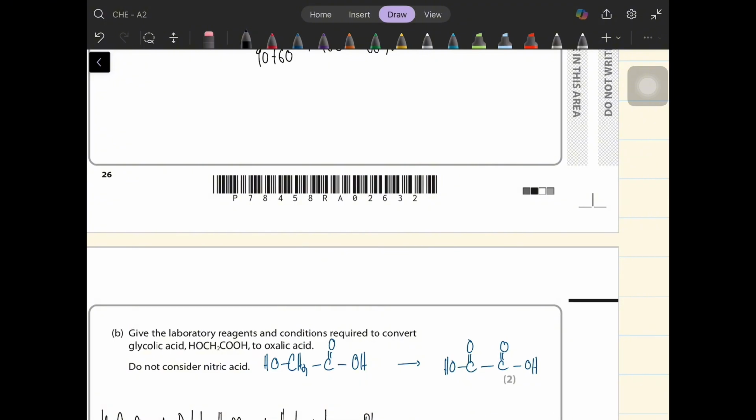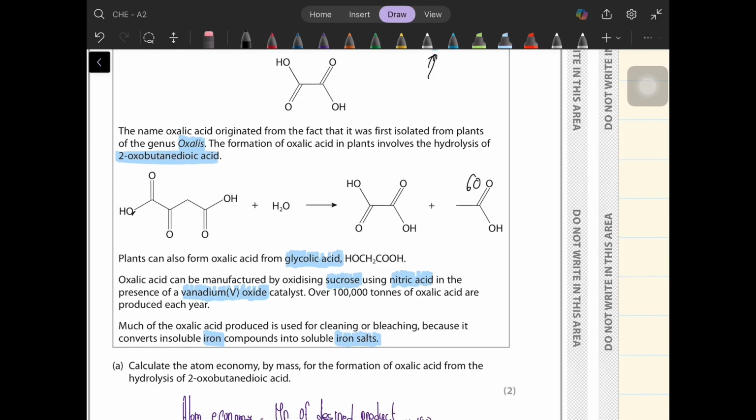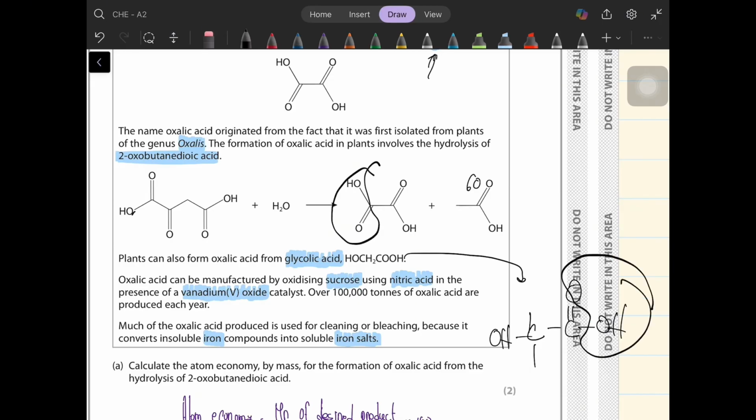So give laboratory reagents required to convert glycolic acid to oxalic acid, right? Glycolic acid to oxalic acid. What I am seeing over here is that glycolic acid, this is glycolic acid. So let's just draw a structure of this. CH2, COOH, and here we have an OH, right? So we have to convert this thing into a dicarboxylic acid, right? Because we have one carboxylic acid, right? And we have an alcohol over here, right? We have to make this into a carboxylic acid.